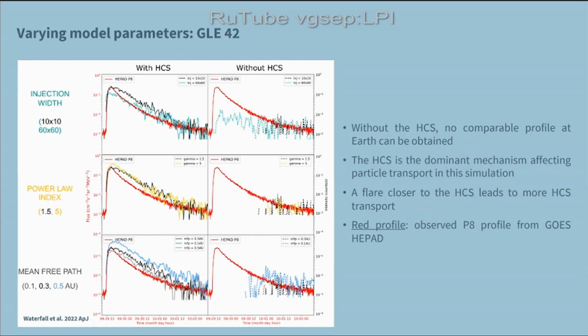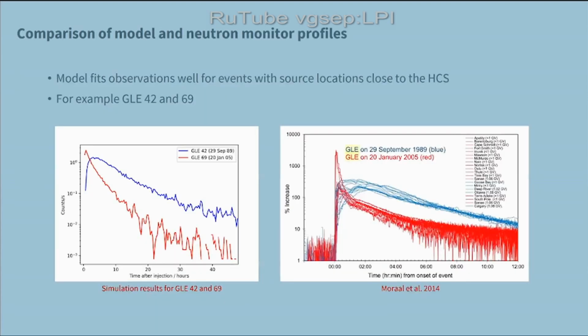So this was GLE 42, which was the September '89 one. In the paper, I've also discussed GLE 69, which was the January '05 one. This plot from earlier, I've tried to reproduce it in our simulation results. You can see there's some similarities here. There's a nice agreement. The peak flux for GLE 69 was higher, like it is in the neutron monitor data. I just thought this was a nice plot to include. The model fits the observations best for events with source locations close to the current sheet.